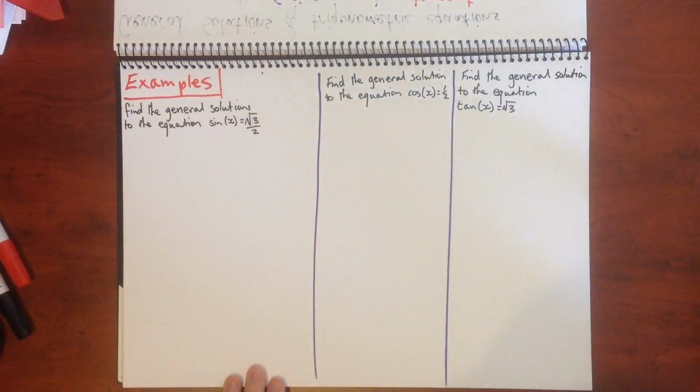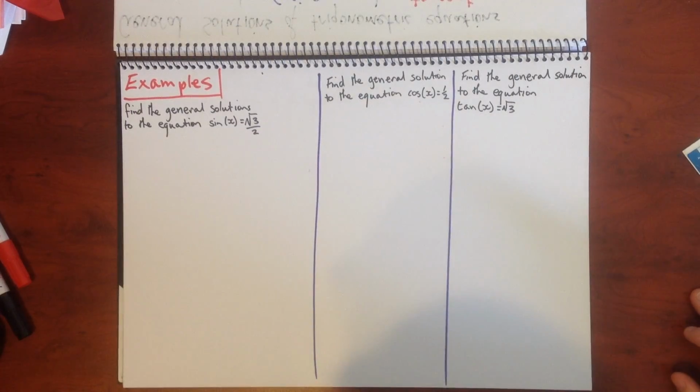These are worked examples out of the textbook. We're looking at: find the general solution to the equation sine of x equals root 3 on 2.